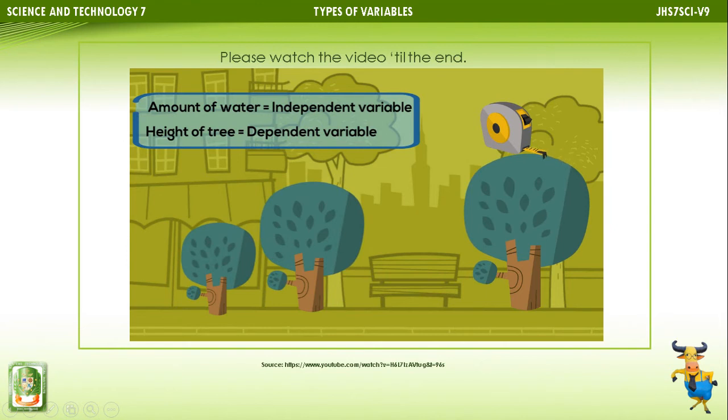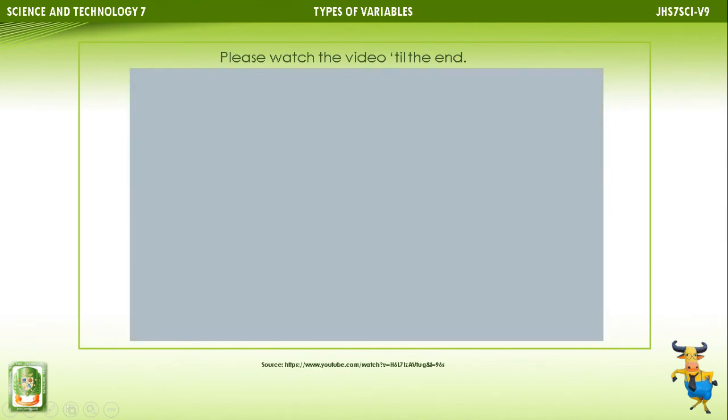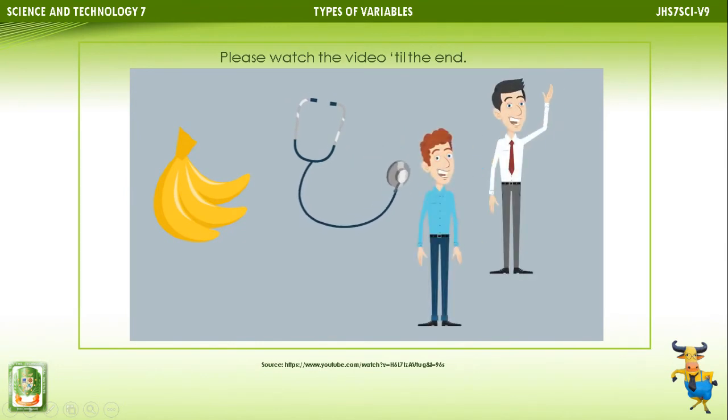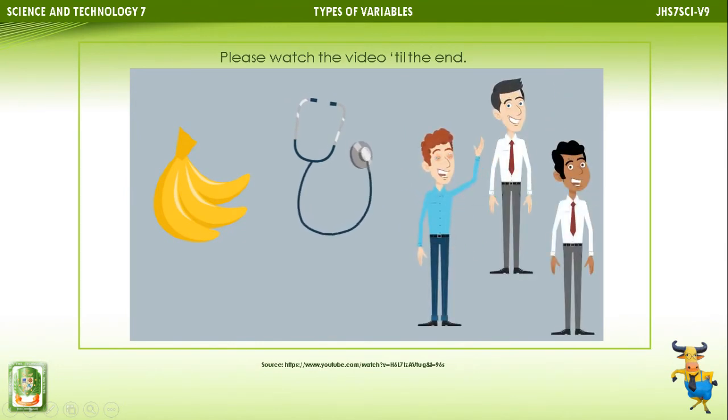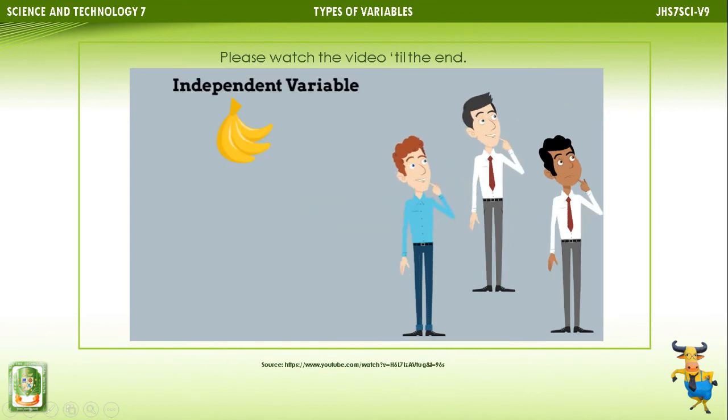Another example, will eating 5 servings of bananas a week reduce the blood pressure in male patients? The number of bananas that the patients eat each week will be the independent variable because it will change, and the blood pressure is the dependent variable because it is what you are measuring.